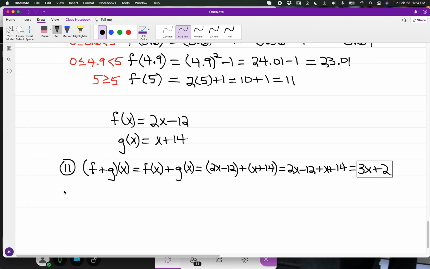Now for the difference, where we have f minus g of x, so we have f of x minus g of x.